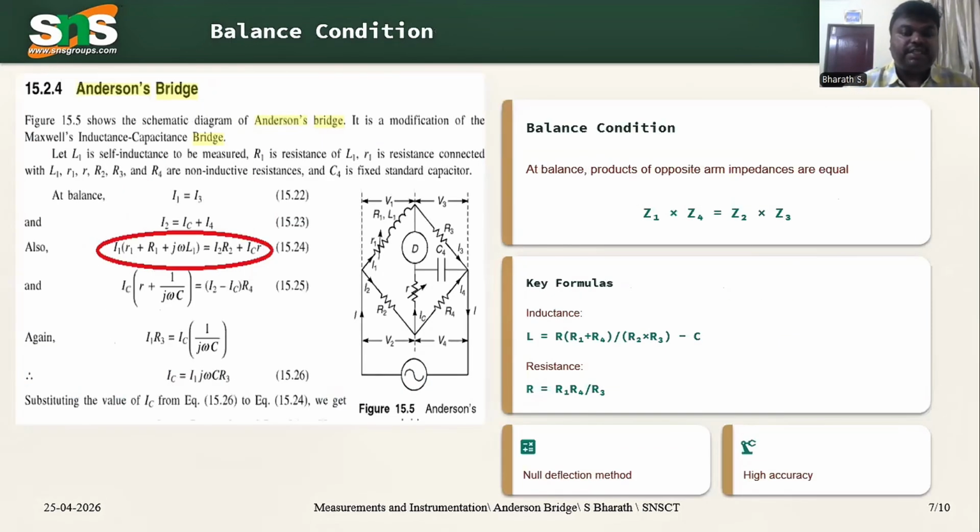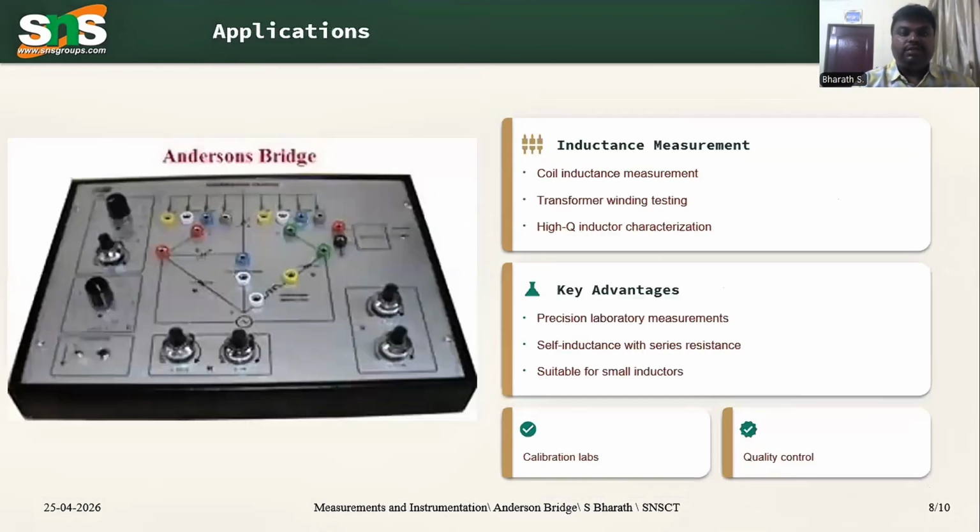Based on the bridge balance condition, as I told you already, the current balance gives I1 equal to I3, and the expression becomes as shown in the figure: Z1 Z4 is equal to Z2 into Z3. The key formulas we derive here are L equals C R2 times (R2 plus R4) divided by R2 into R3 minus C, and the resistance R equals R1 R4 divided by R3, when the null deflection is shown. After null deflection, we take these as the values. This is the balance condition.